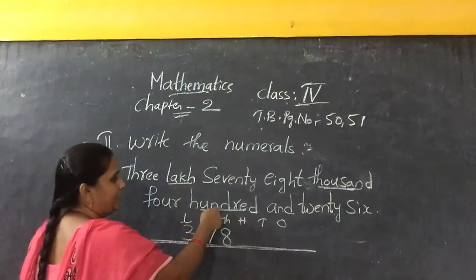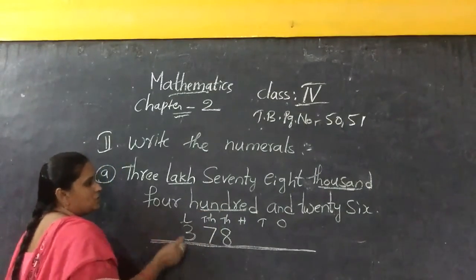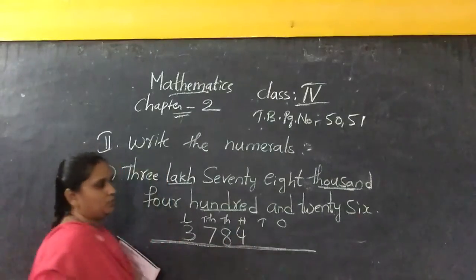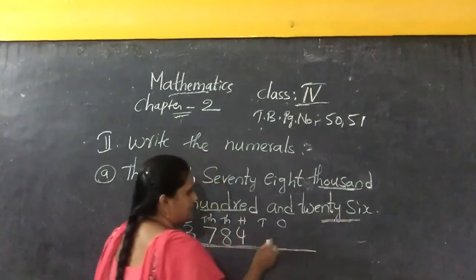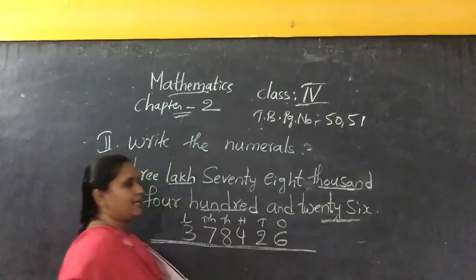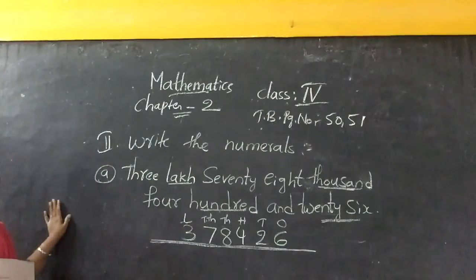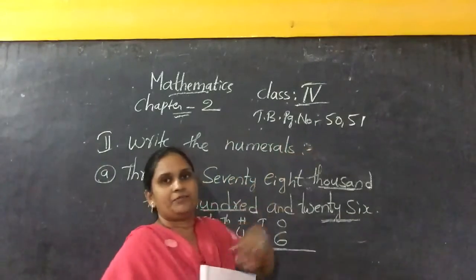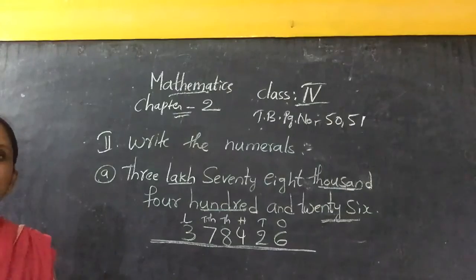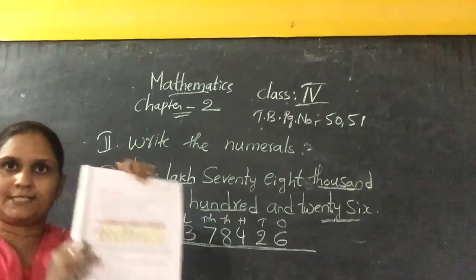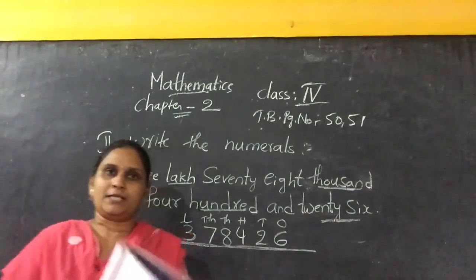Next, I underlined hundred. Before hundred, what is there? 4. So write 4 in the hundreds place value. And the last digits together have to be read: 26. So write 2, 6, 26 as a numeral. Like this you write it, children. Today's homework is in the textbook, page numbers 50 and 51, section 1 and section 2, to do in the textbook itself. In the next class I will continue with the next exercise in chapter 2.